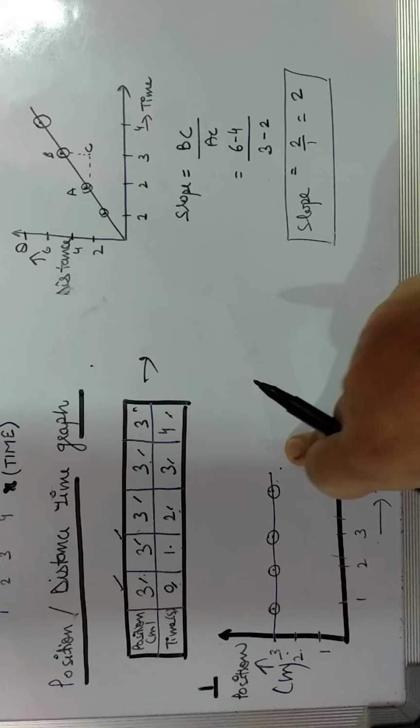Is distance time graph or position time graph. Basically, these graphs are used to calculate the speed, velocity, acceleration, and distance covered by the body. We have some cases. Let's discuss the first case of position time graph.